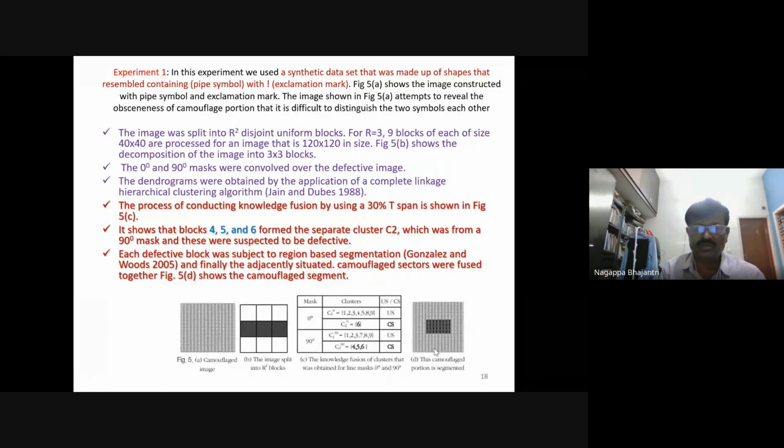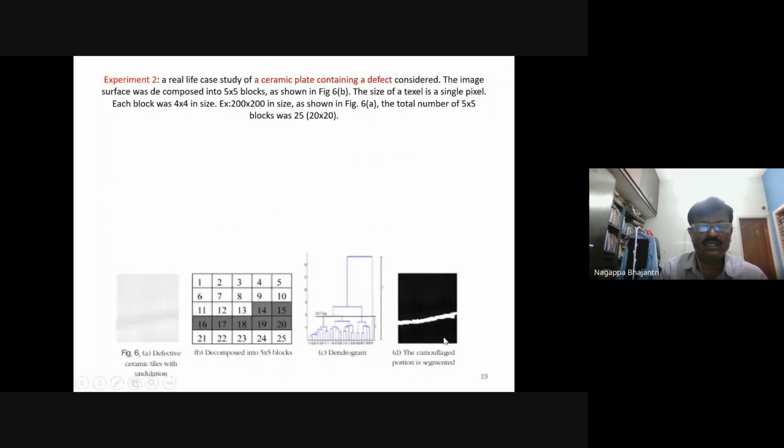This has been repeated by various authors. The authors finally fused the adjacent situated chemoplace sectors together in a final image. We can get that. So that is experiment 1.